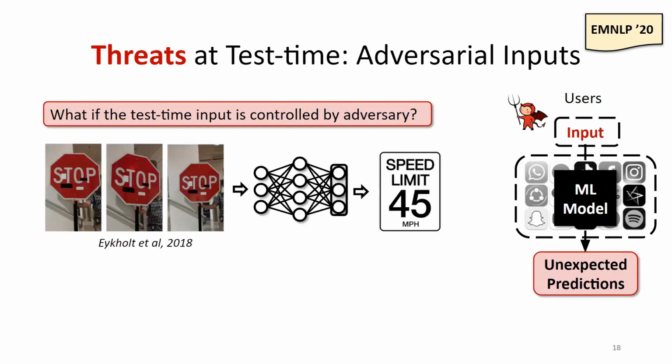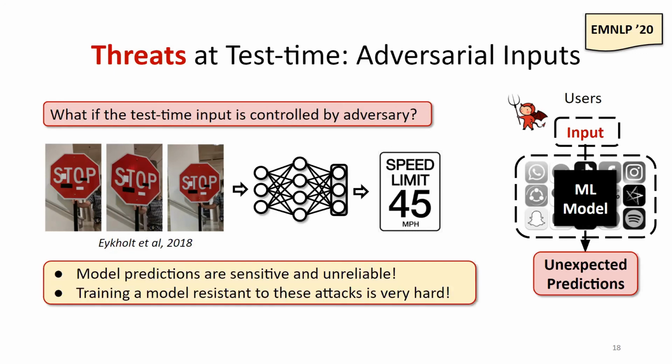For example, you can modify the stop sign a little bit and fool the model into thinking it is actually a speed limit sign. And this can raise real safety concerns for applications like self-driving cars or robotics. In one of our most recent works, we also introduced a new type of attack to a set of NLP models, and I'll introduce that in the second half of this talk. What these attacks really mean is that model predictions are really unreliable, as they're very sensitive to changes in the input. It also turns out training a model resistant to these attacks is very hard and is still an active area of research.